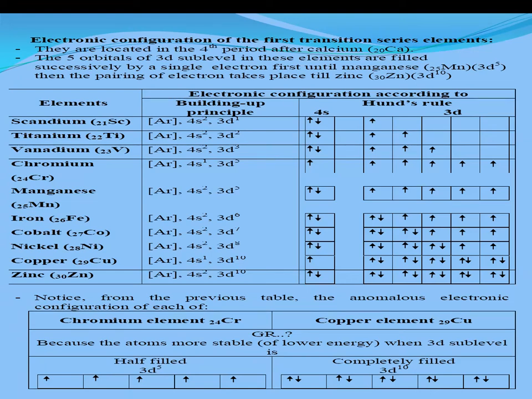So don't forget, the atom is more stable when it has low energy. When does it happen? It happens when the atom has the outermost energy sublevel half filled, completely filled, or empty.